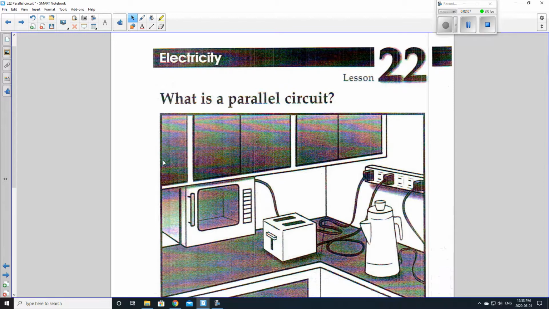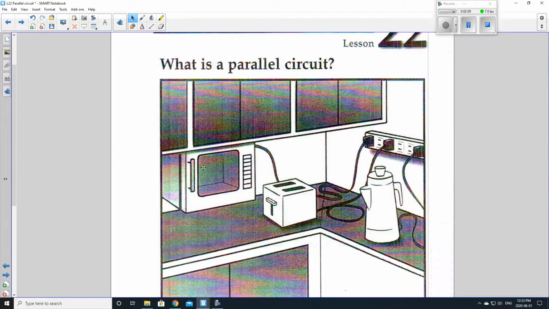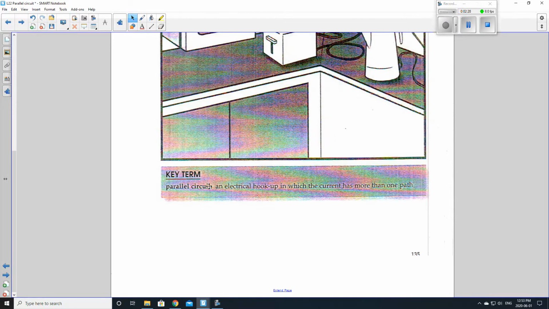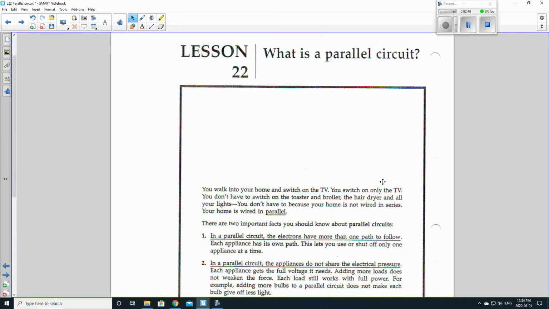Here we have a picture of parallel circuits. We've got a microwave, a toaster, and a kettle. What you'll notice is that each one of these can work individually. They don't have to be all on or all off. That's because each of these is on an individual parallel circuit loop. A parallel circuit is a hookup in which the current has more than one path. Sorry, we're starting on page 135. Hope that's clear. So what is a parallel circuit?